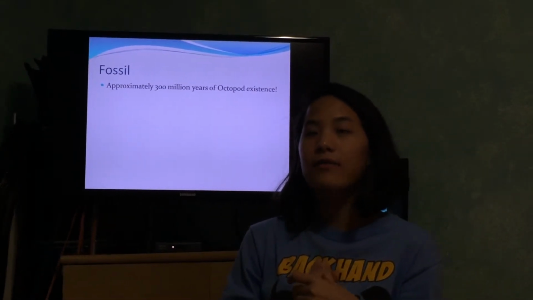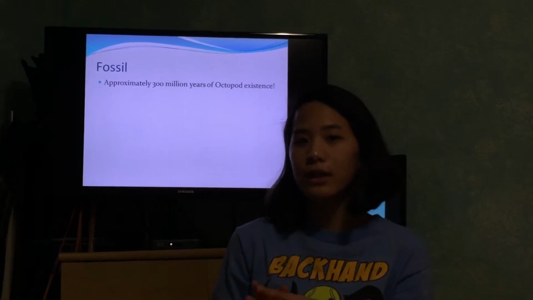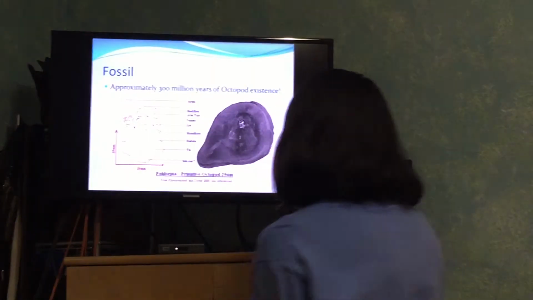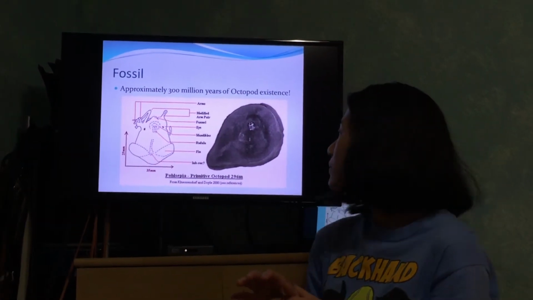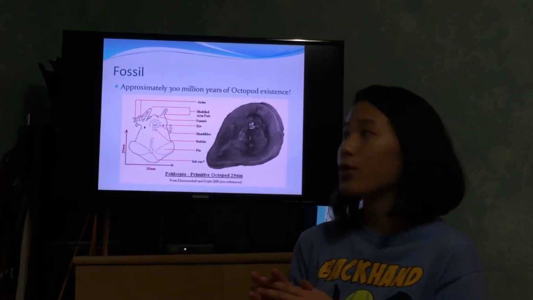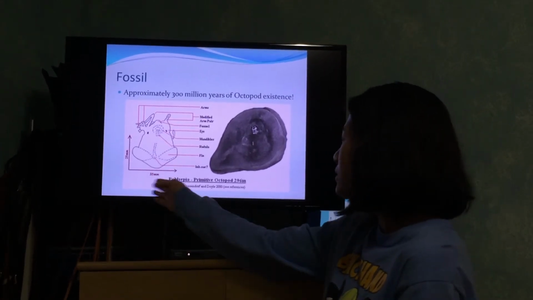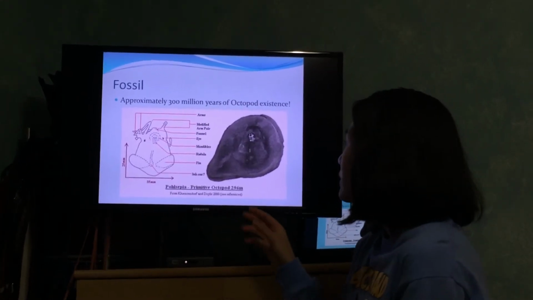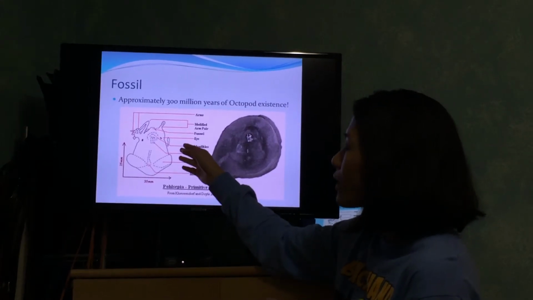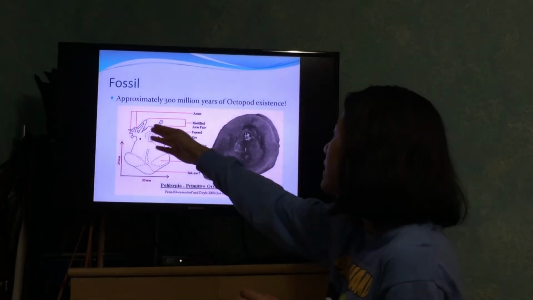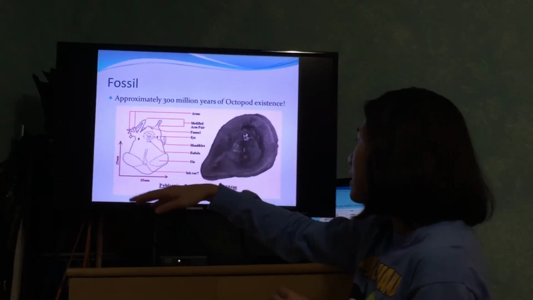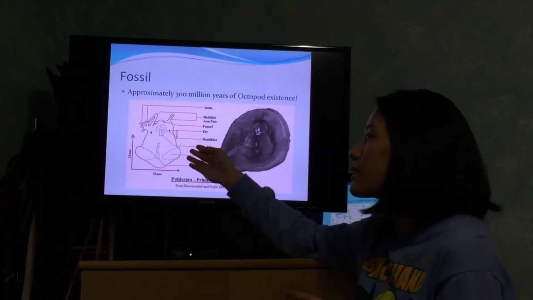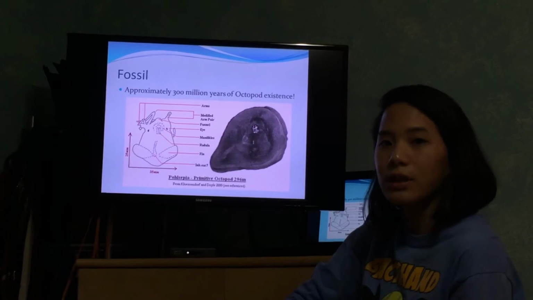Octopuses are known to have existed for approximately 300 million years. One of the earliest fossils that have been found was found in Illinois, and it's approximately 296 million years old. And you can see here it's 35 millimeters by 25 millimeters, which is pretty small. And you can see some distinct characteristics of an octopus. You could see its arms, its radula, its eyes. And an interesting thing about this fossil is that it has fins, as opposed to today's octopus.